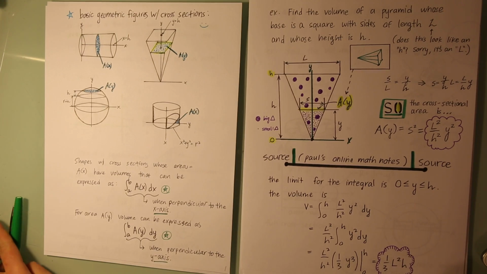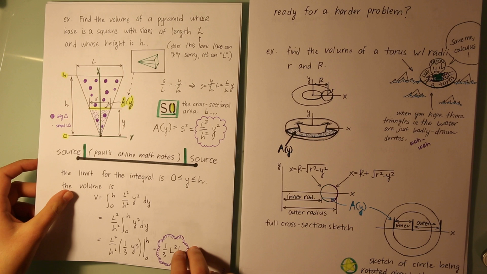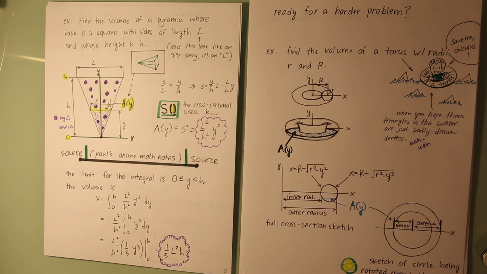One more problem, guys, and this one's harder. We have to find the volume of a torus with radii little r and big R. One of the hardest parts of this problem is seeing what the cross-sectional area needs to be. One of them is definitely the circle of radius r that we're rotating about the y-axis as the cross-section. But how do we set up an integral using this?